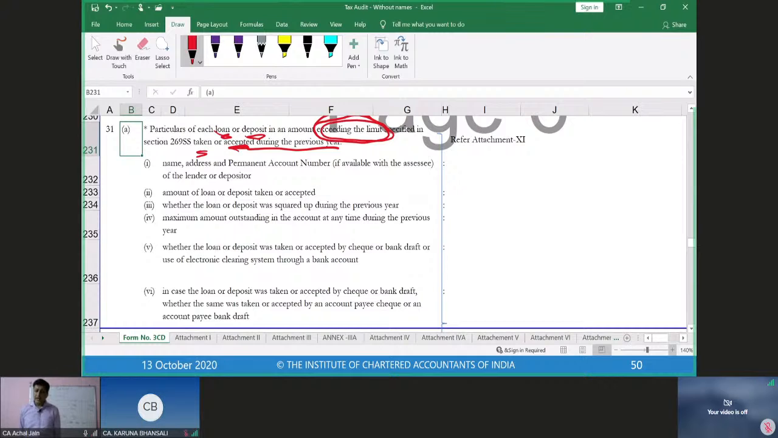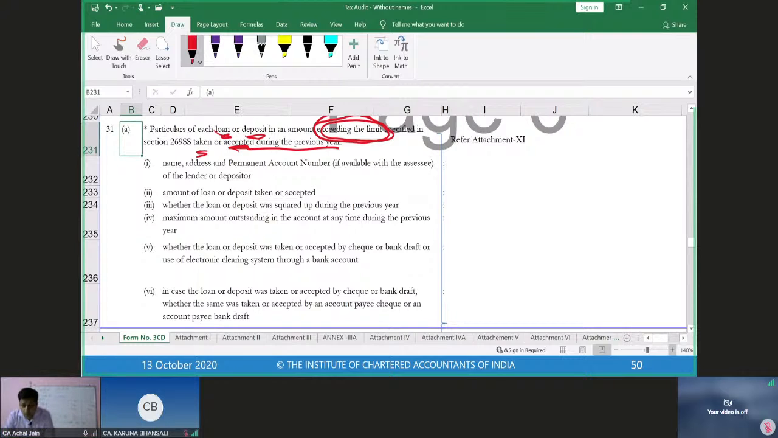Maximum amount outstanding in the account at any time during the previous year. So let's suppose from one party 10,000 was taken, another 20,000 was taken, another 20,000 was taken. All in all, this was 50,000, out of which 15,000 was paid. So at one point of time, what was the maximum balance from this party? 50,000. So that maximum balance at any point of time during the year in the account is required to be given over here.